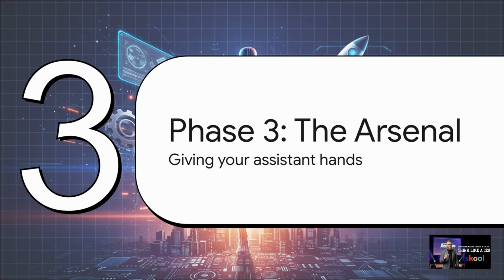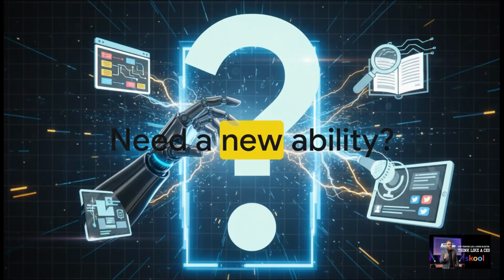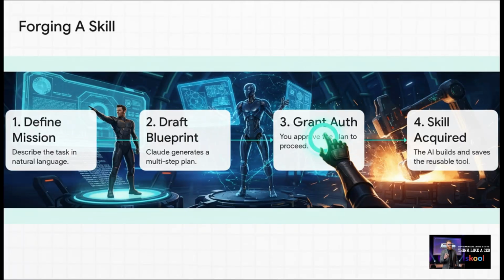Okay, this is where it gets really interesting. Phase 3. The copilot has a brain and a dossier full of intel. Now we give it hands. This is where we deploy the arsenal and teach it how to actually do complex things for you. So what happens when you need it to do something totally new? Maybe you need it to do some really specialized research or draft social media posts in your very specific voice, or even connect to one of your other tools. What then? Simple. You forge a new skill.